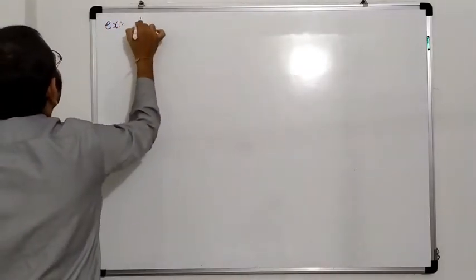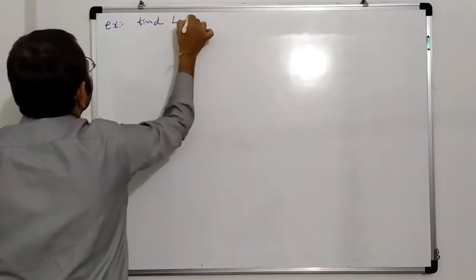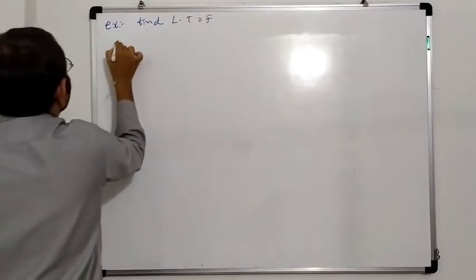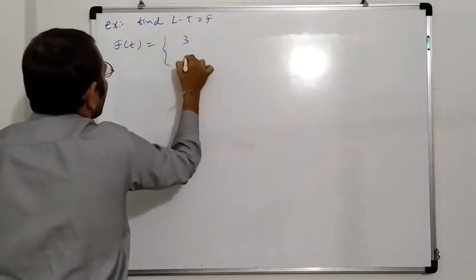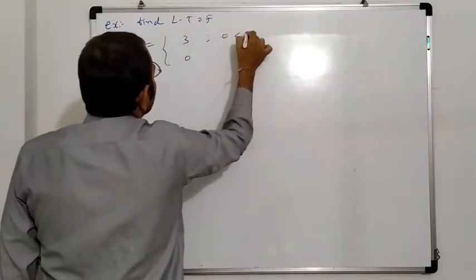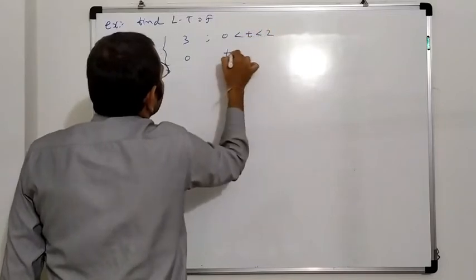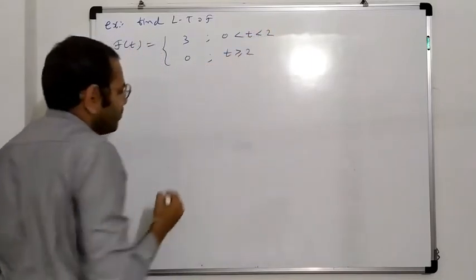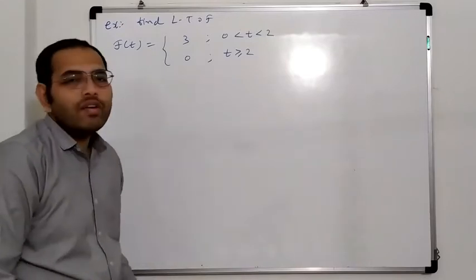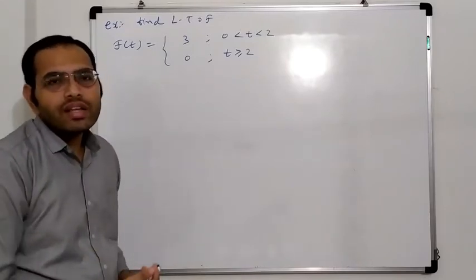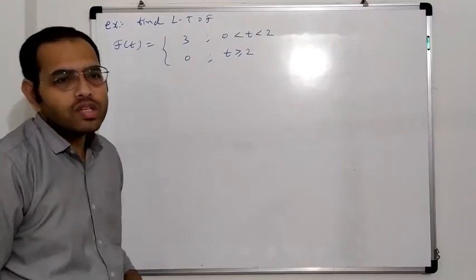Example. Find the Laplace transform of the given function f of t equal to 3, where 0 is less than t less than 2, or 0, where t is greater than or equal to 2. This type of function is a piecewise continuous function.